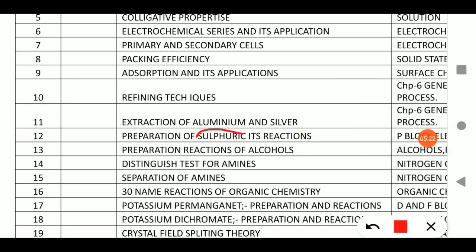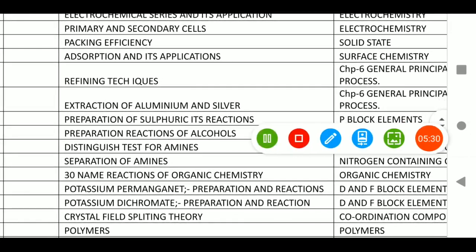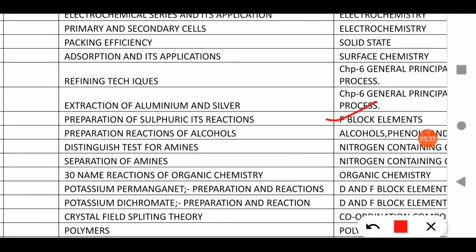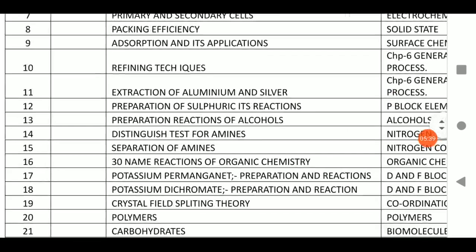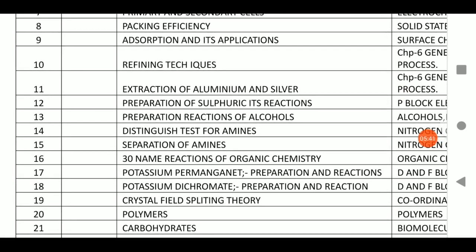Acid is left, student, you will make the correction. Sulfuric acid and its reaction. It is from P block elements, student, and you will get this from group number 16, sulfuric acid. Okay, roll number 14 will get preparation reaction of alcohol.